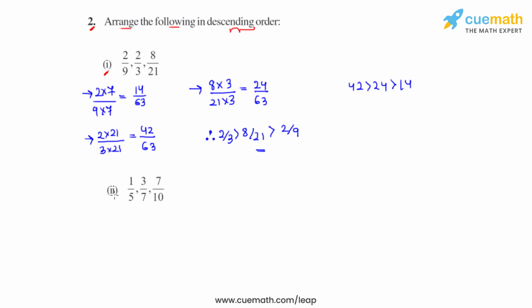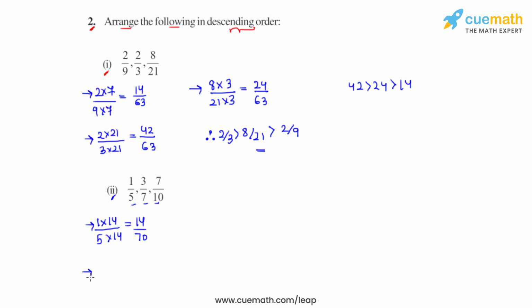Coming to the second bit, again we have three different fractions which are unlike. So we'll make them like by having the same denominator for all three of them. The LCM for 5, 7 and 10 is 70. To make the denominator for the first fraction 70, we'll multiply it with 14 in the numerator and 14 in the denominator as well. So that gives us 14 by 70.